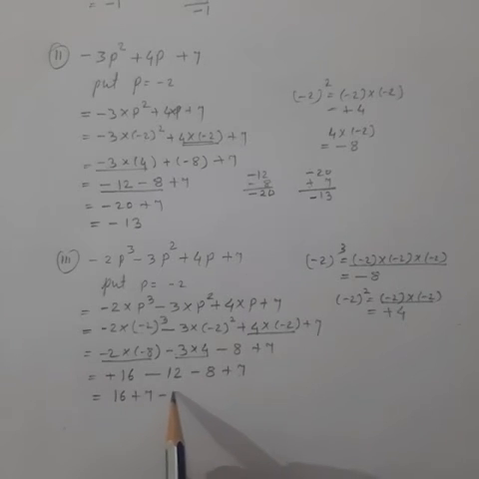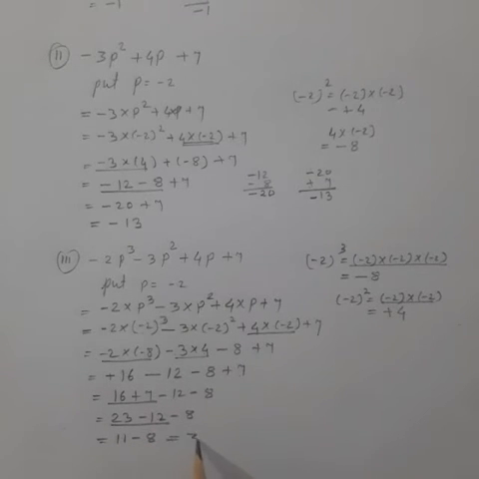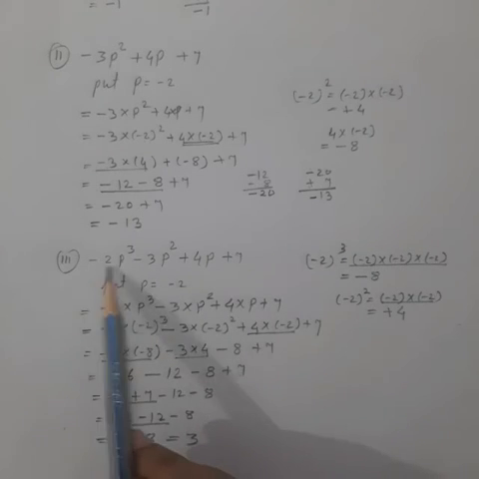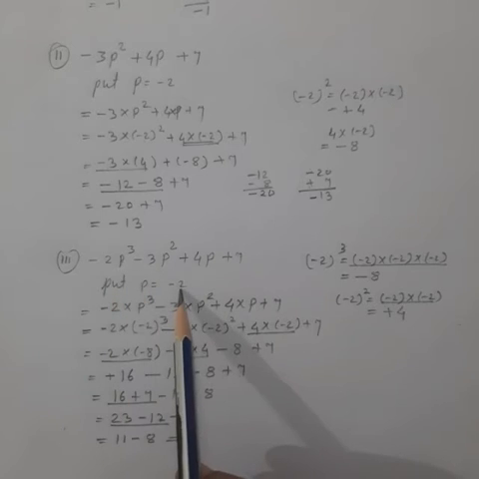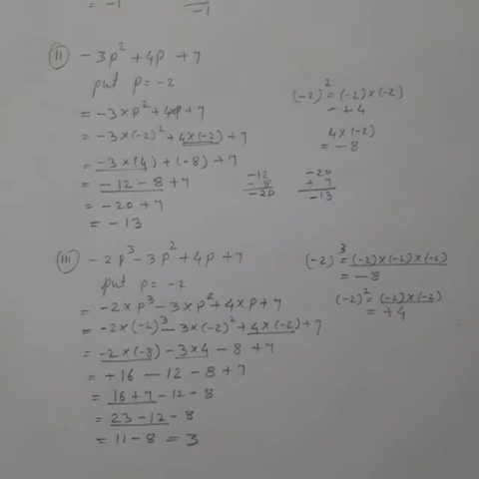Now we can add these positive numbers first. 16 plus 7 minus 12 minus 8. 16 plus 7 is 23. Minus 12 minus 8. Now 23 minus 12 is 11, and this is minus 8. 11 minus 8 is 3. So the value of the expression when the value of variable p is given as minus 2 is 3.